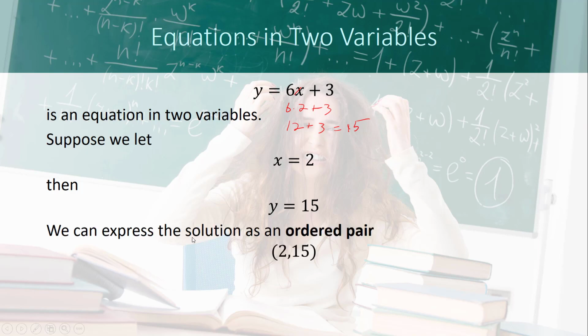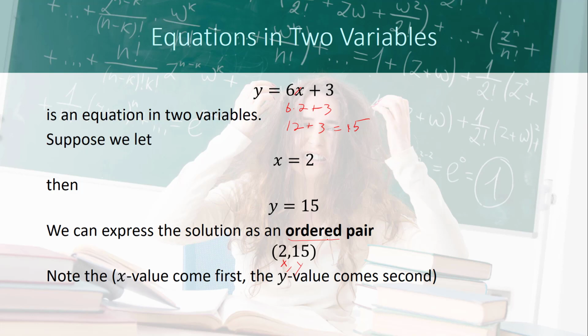However, we can express this solution as an ordered pair, where the first coordinate corresponds to x, which is 2, and the second coordinate corresponds to the y value, which is 15. Since this is called an ordered pair, the order matters in this construct. Note that the first value will always be the x value, and the second value will always be the y value. And also note that the ordered pair (2, 15) is not the same as the ordered pair (15, 2).